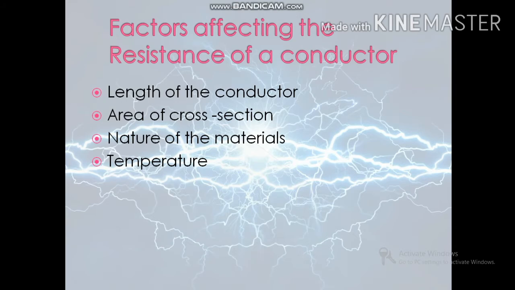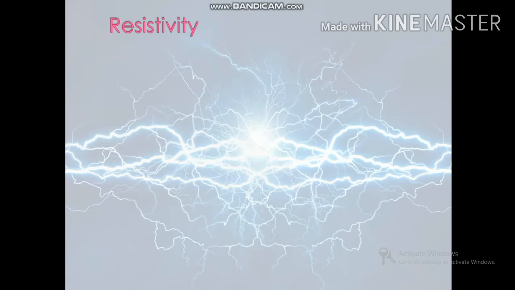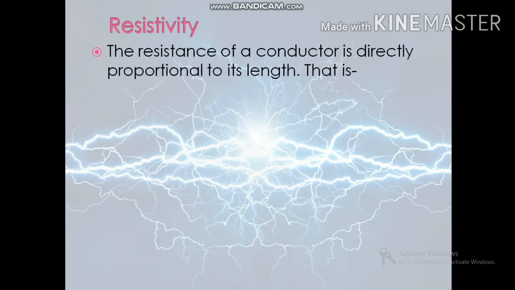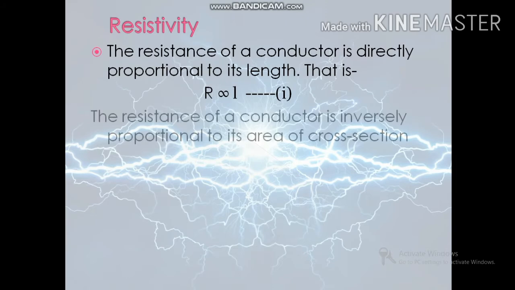So the next point is resistivity. We have already discussed that the resistance of a conductor is directly proportional to its length, and resistance is denoted by R. So R is directly proportional to L, where L is the length of the conductor. Let this be equation 1. And we have also discussed that the resistance of a given conductor is inversely proportional to its area of cross section, where R is inversely proportional to A, where A is the area of cross section.